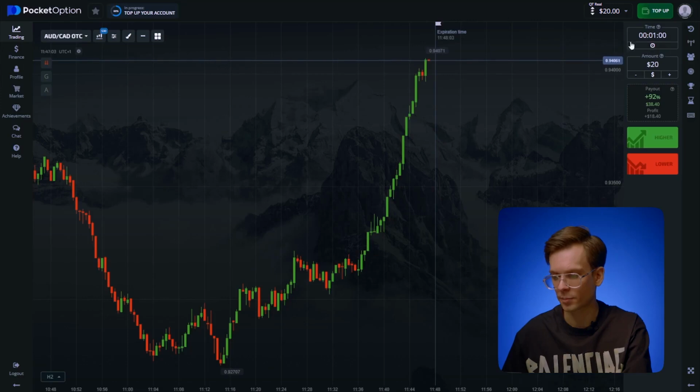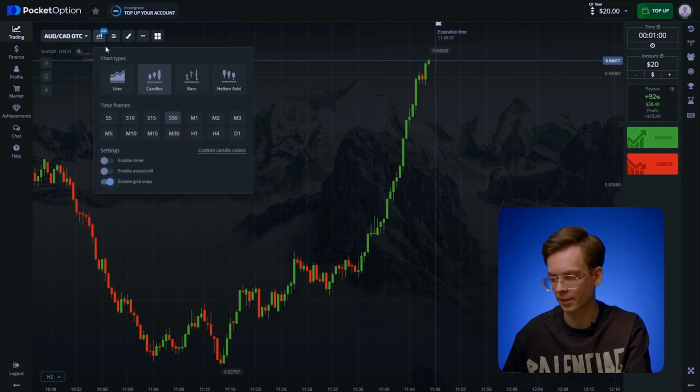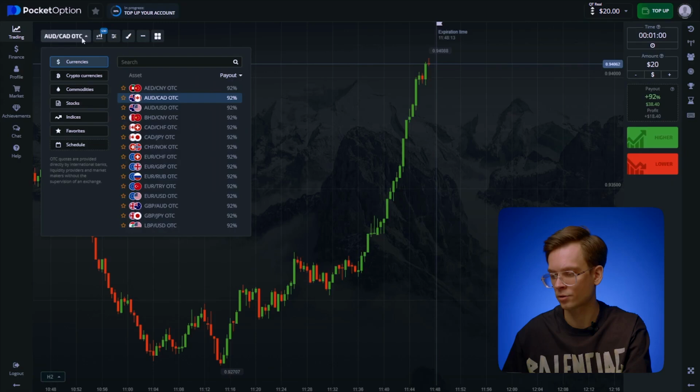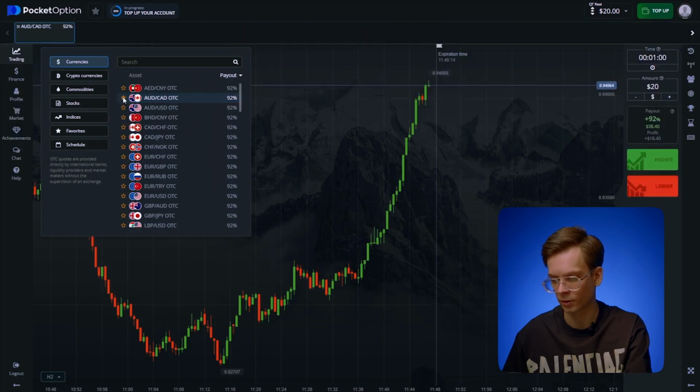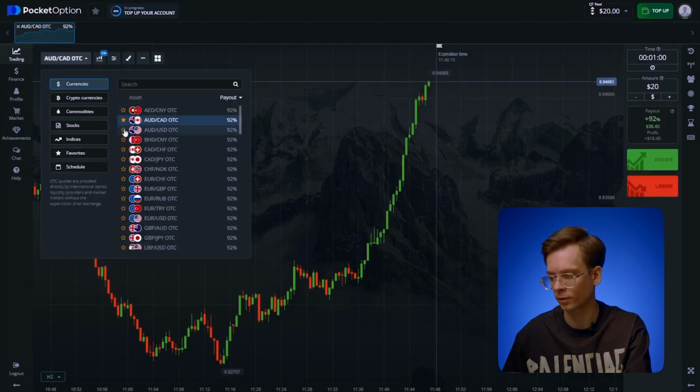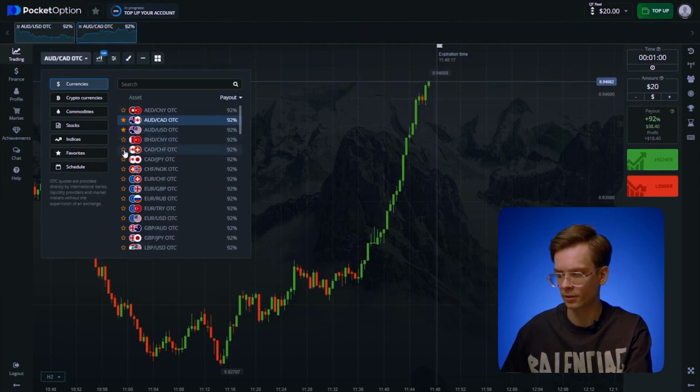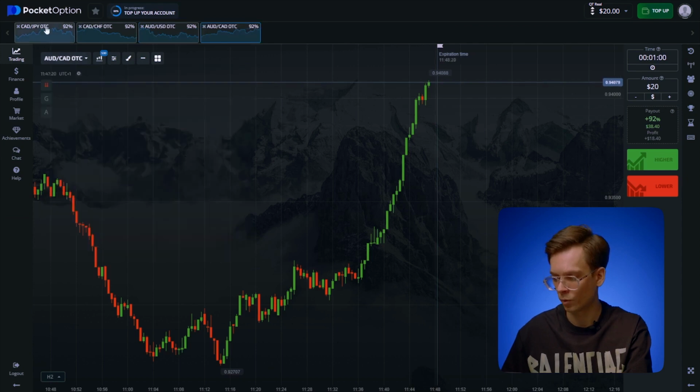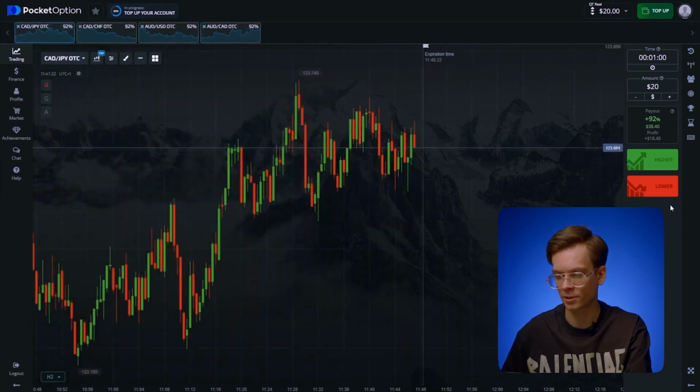Trade duration is gonna be 1 minute. Let's set the candlestick time frame to 30 seconds. The currency pairs I'm gonna go with today are the Australian and the Canadian dollar, the Australian and the US dollar, the Canadian dollar and the Swiss franc, and the Canadian dollar and the Japanese yen. All with the maximum percentage, 92.